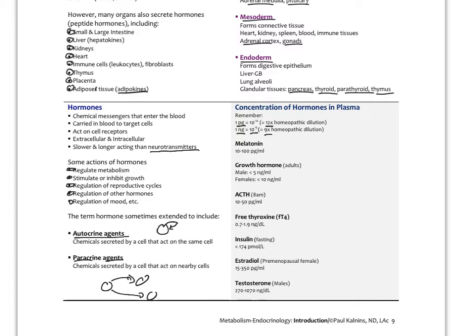So melatonin general ranges are between 10 and 100 picograms. Growth hormone in adults is usually under 10 nanograms per milliliter. ACTH, which is the hormone from the pituitary to stimulate your adrenal glands to secrete cortisol, is again in the picogram range. Thyroid hormone, free thyroxine, is in the nanogram per deciliter range. Insulin, picomoles per liter. Estradiol, picograms again, and then testosterone, nanograms. So very tiny amounts of hormones.